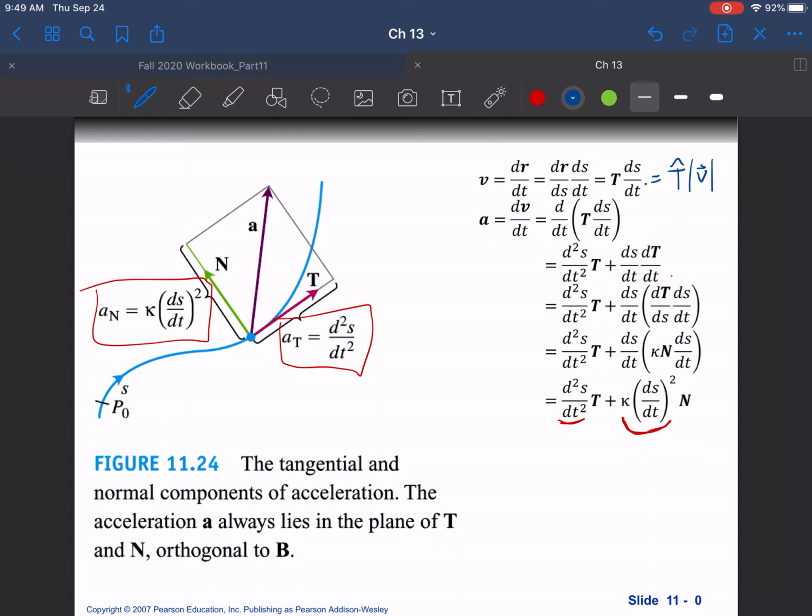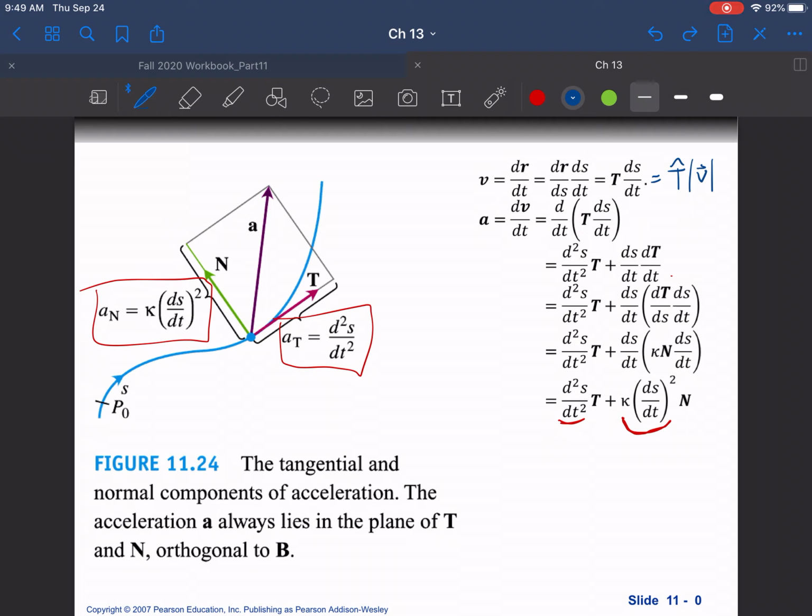So that's what vectors are, right? They're a magnitude and a direction. The unit tangent is giving us our direction, and the speed is giving us our magnitude. We then can use that to find the acceleration vector, which is dv/dt, which can become the derivative of T times ds/dt. We can apply the product rule: the derivative of ds/dt times T, that's the first one, and then the derivative of T times ds/dt. So that's our product rule right there.